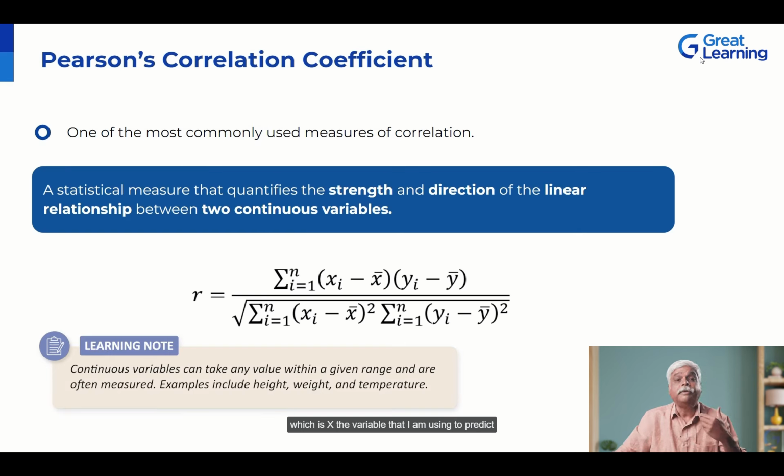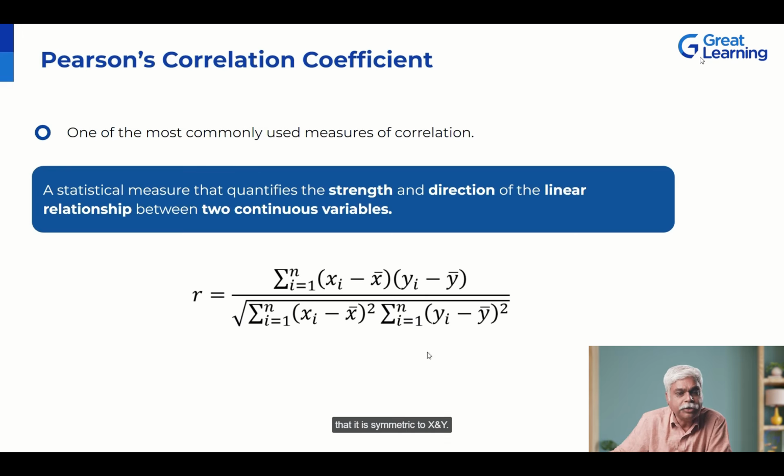Which is x? The variable that I'm using to predict. Which is y? The variable I am predicting. But in the correlation coefficient formula, you see that it's symmetric in x and y. So the correlation of x and y is equal to the correlation of y and x. An important point. But for now, let's stick to the formula. So what does the formula say? It says that if I've got n pairs of points, then I'm going to calculate this thing in the numerator, which essentially says xi minus x bar multiplied by yi minus y bar.